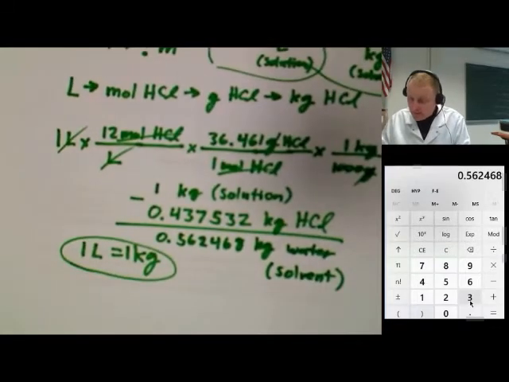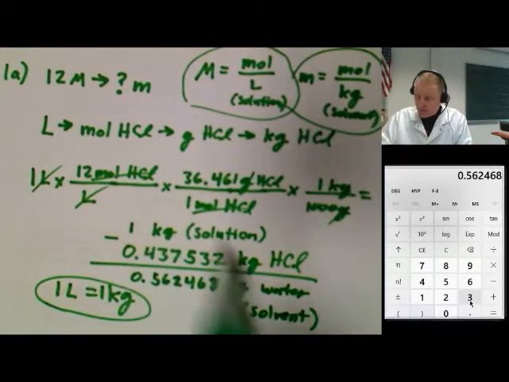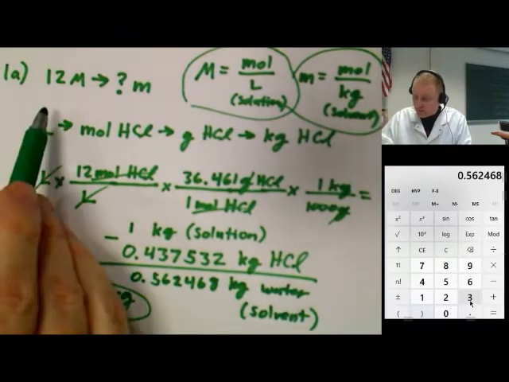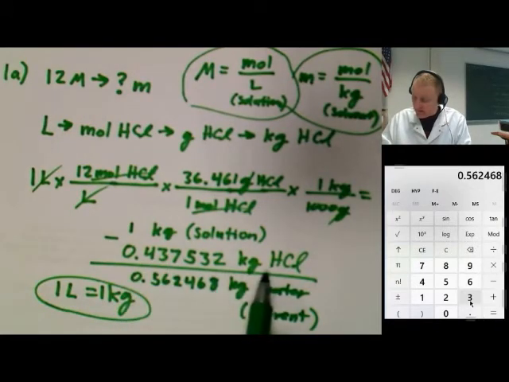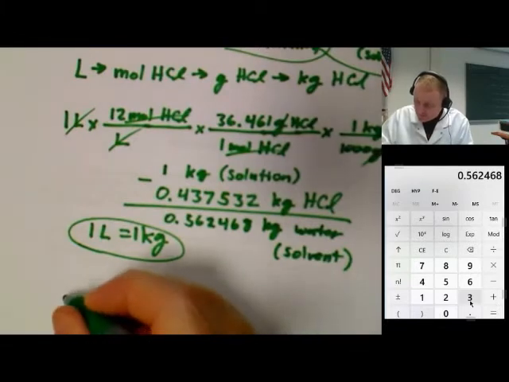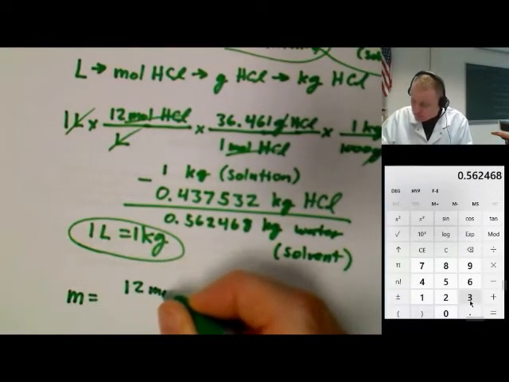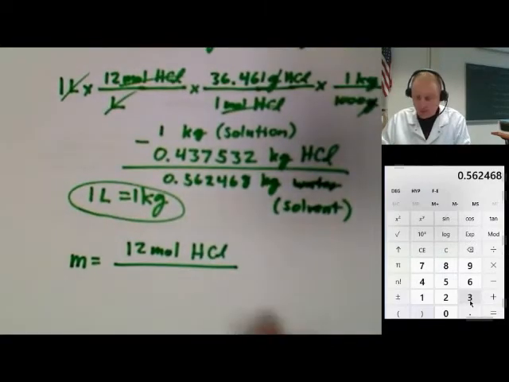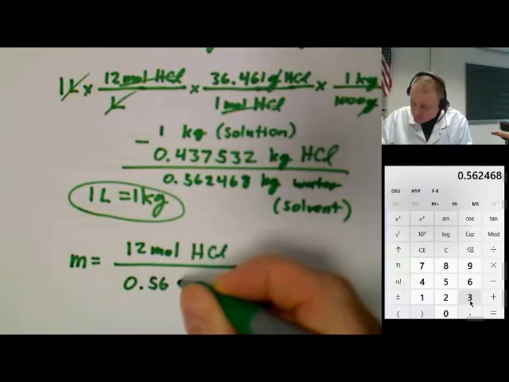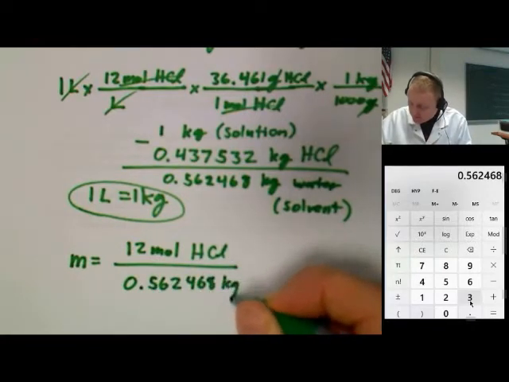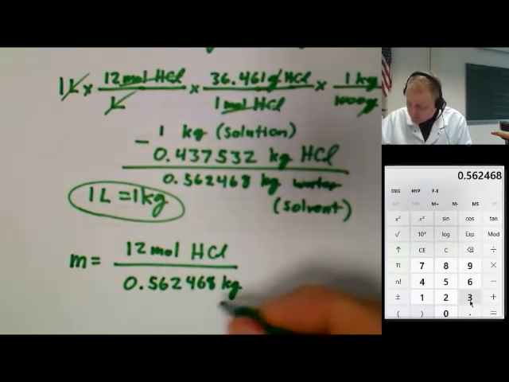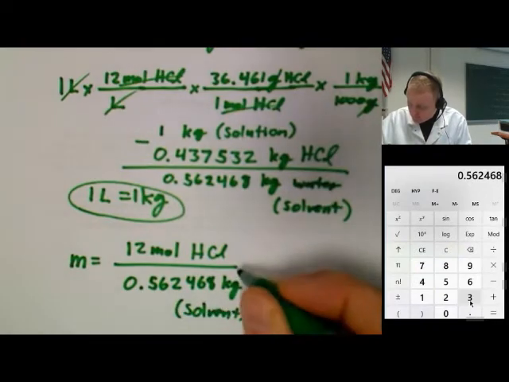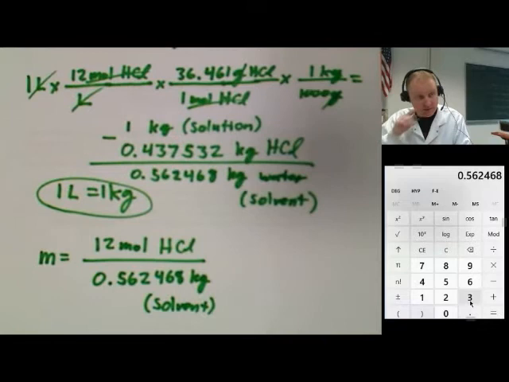for molality. Now, I can figure out my molality right now because I know, well, if 12 molar has this many kilograms of HCl in it and this much water in it, I can figure out what 12 molar solution is in molality, because I could say, okay, the molality is equal to, I've got 12 moles of HCl per, what we just solved, 0.562468 kilograms of solvent. And isn't that what molality is, moles per kilogram of solvent? So we have just kind of worked this into something we can use here.